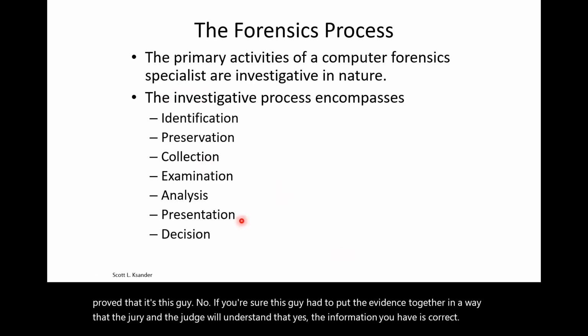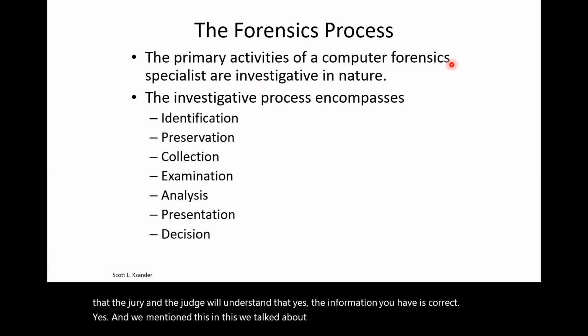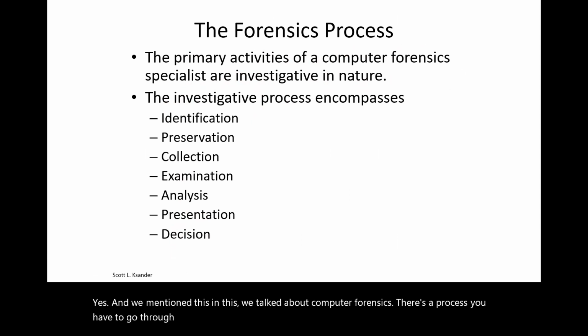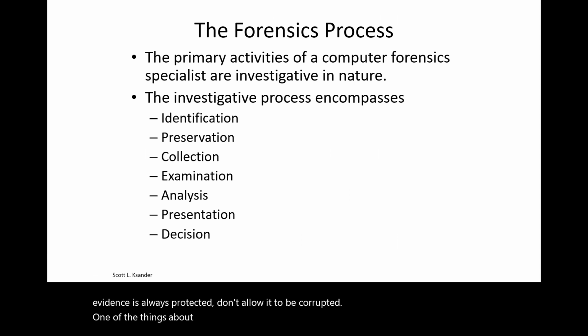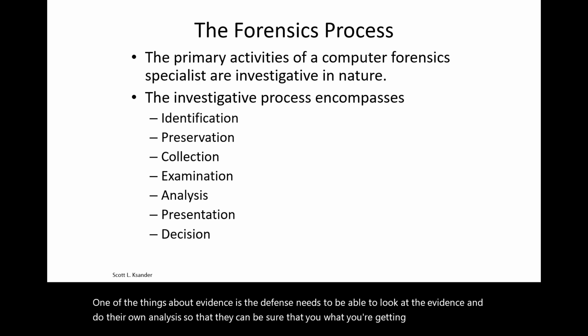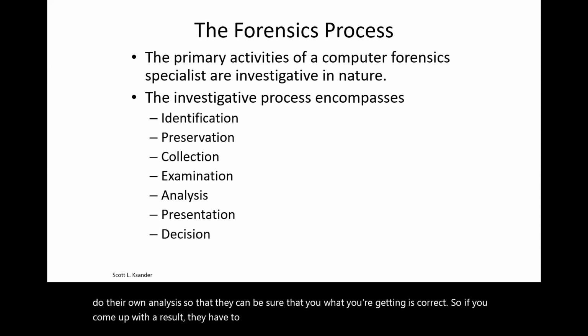Yes, we mentioned this when we talked about computer forensics. There's a process you have to go through, the chain of evidence. We talked about the chain of evidence so that the evidence is always protected. Don't allow it to be corrupted. One of the things about the evidence is the defense needs to be able to look at the evidence and do their own analysis so that they can be sure that what you're getting is correct. So if you come up with a result, they have to be able to go out and see that that result is in fact correct.